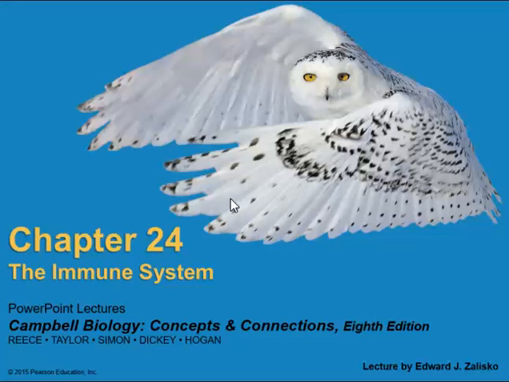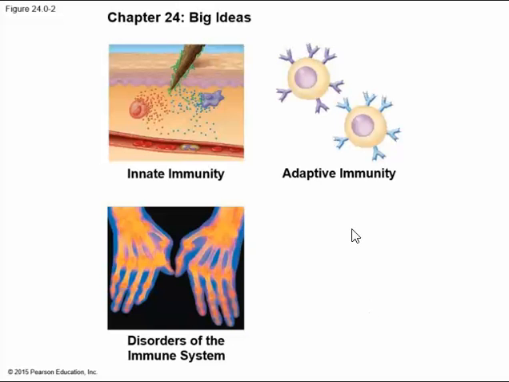Chapter 24, the Immune System. In Chapter 24, we're going to look at the components of the immune system in vertebrates.